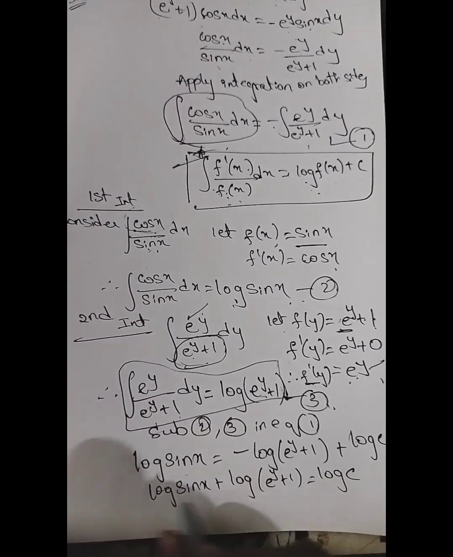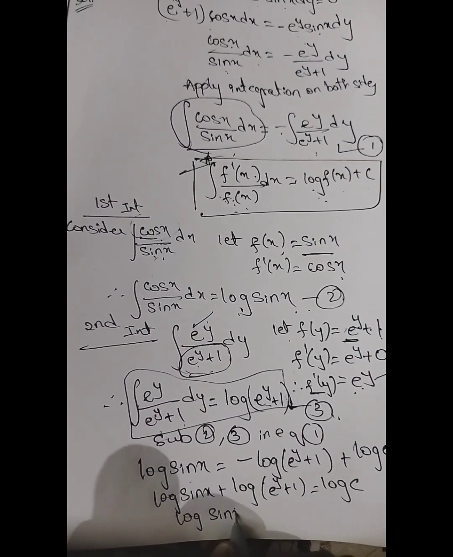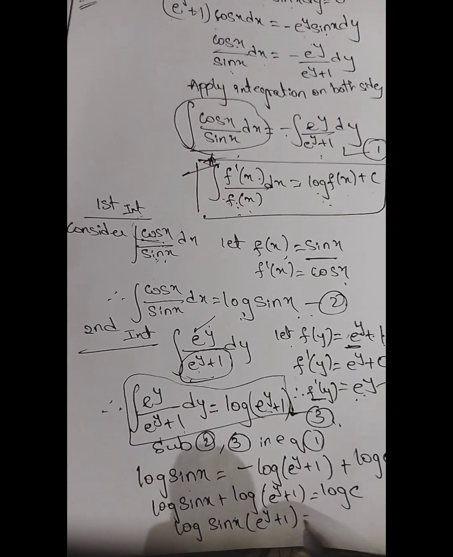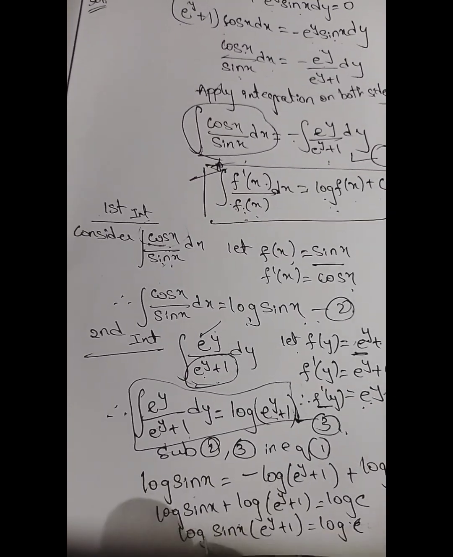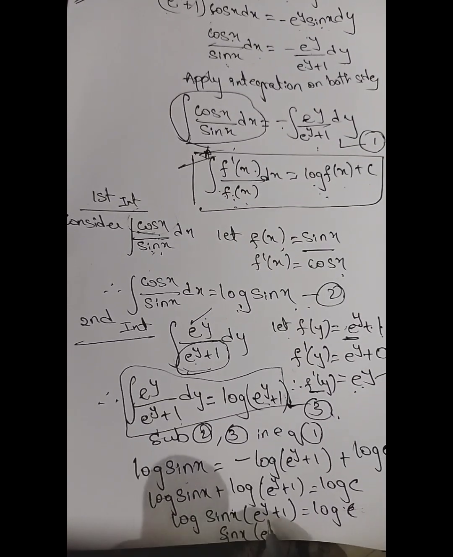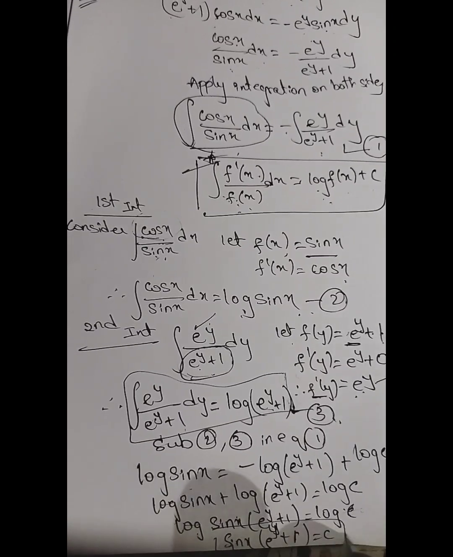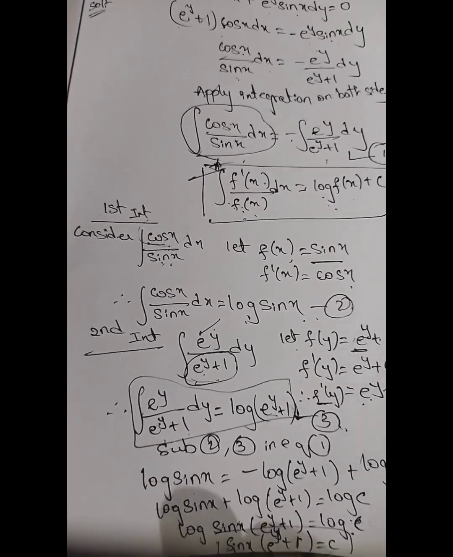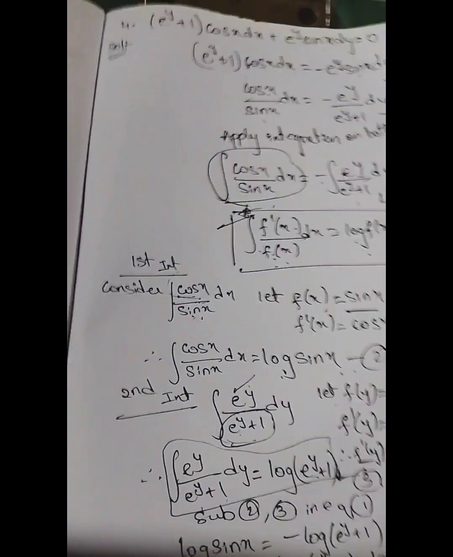Now we have a formula: log a plus log b equal to log ab. So directly I'll write log of sin x into e power y plus 1 equal to log c. Now applying antilog on both sides, log will be eliminated. So our final formula is sin x into e power y plus 1 equal to c. So our final solution is sin x into e power y plus 1 equal to c. This is the solution of this differential equation.